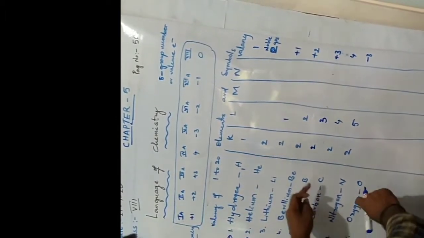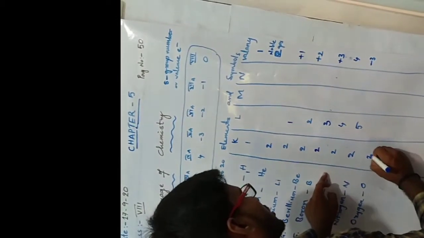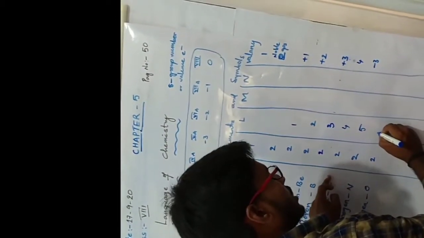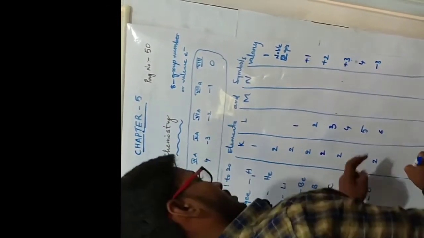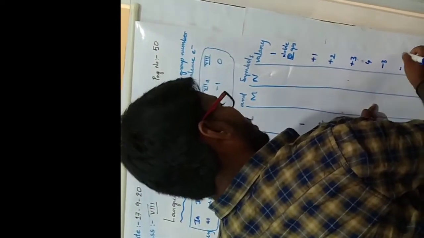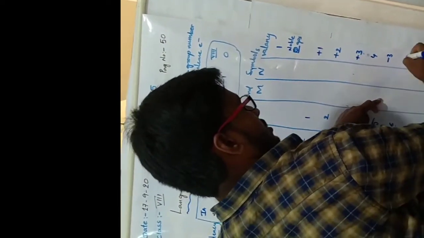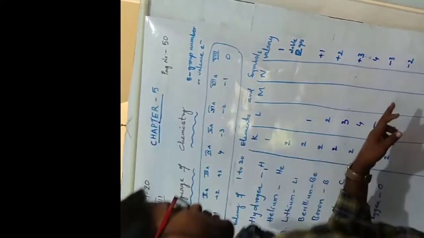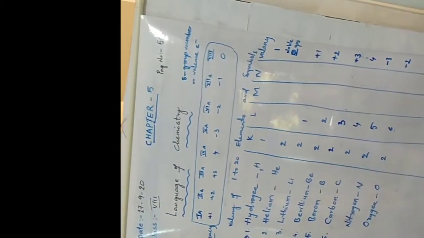Symbol of oxygen is O. Electronic configuration 1s2, 2s2, 2p4. That means 6 electrons in the outermost shell. 8 minus 6, the valency is 2, so the valency is minus 2.